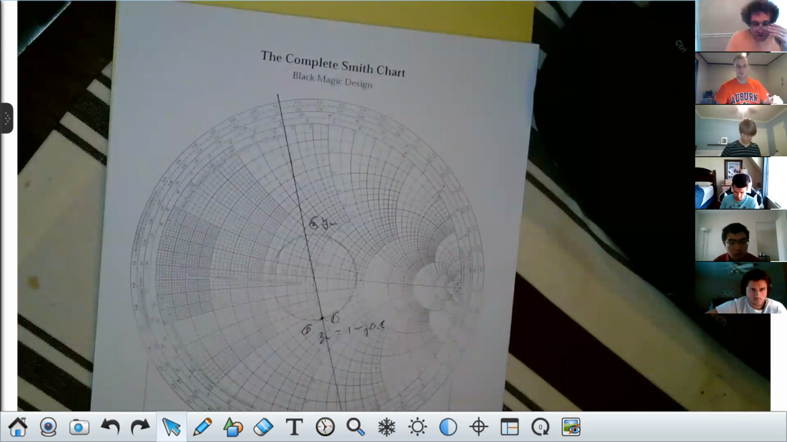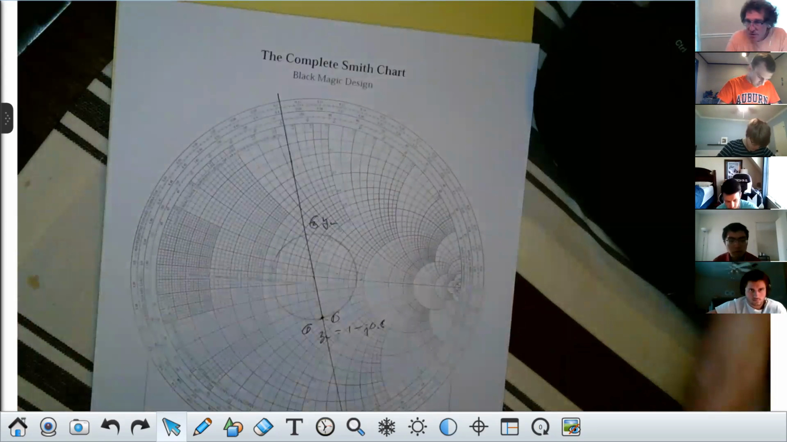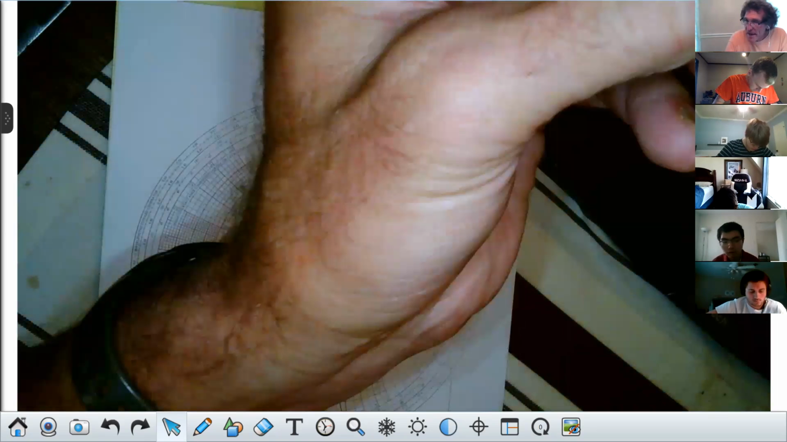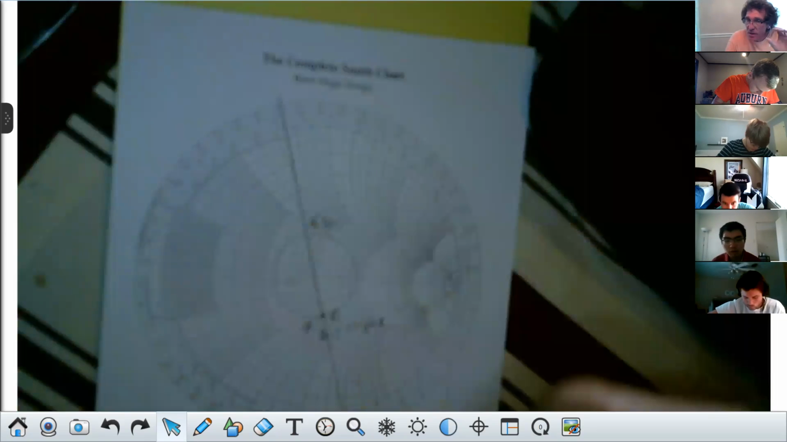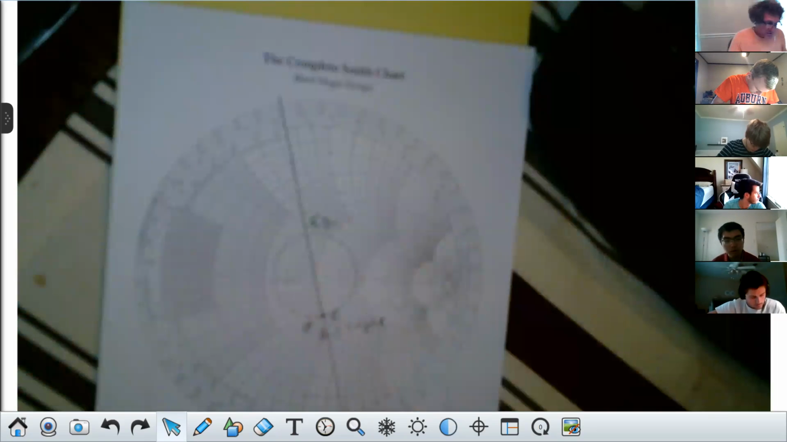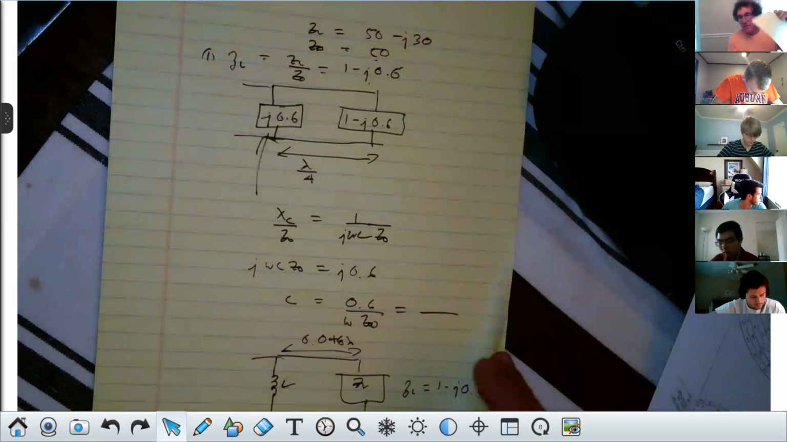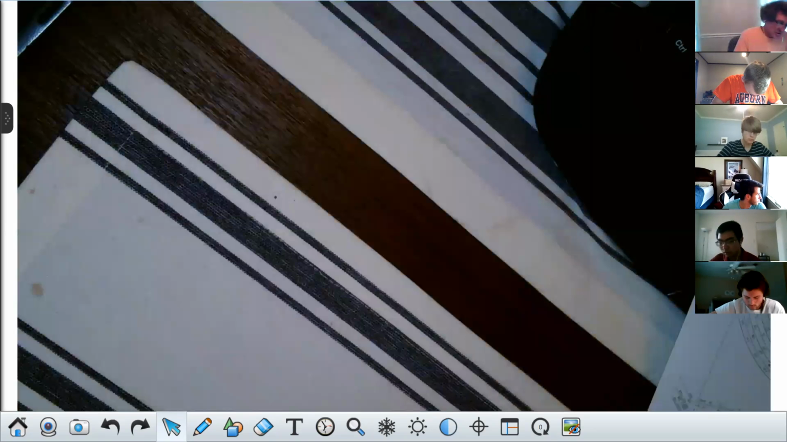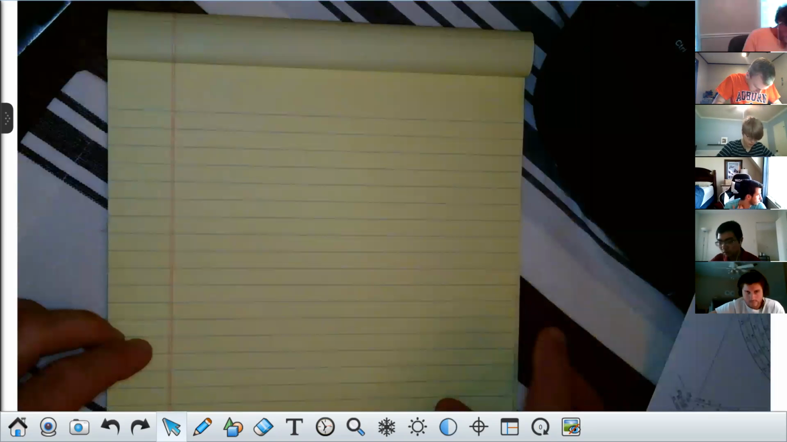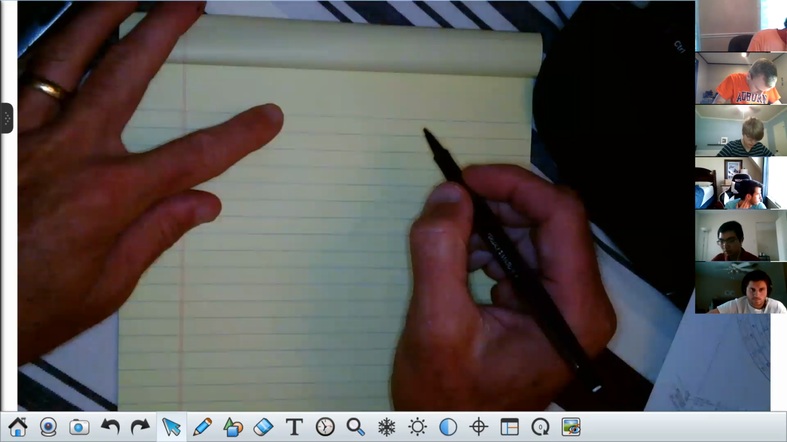What I wanted to do, and I didn't put this as a requirement, but now I'm going to say make the stub a minimal length. And this is typical. So we're going to do impedance matching, but the requirement is that it's going to be a short circuit stub, and it's a minimal length. So here's my load, ZL, right?